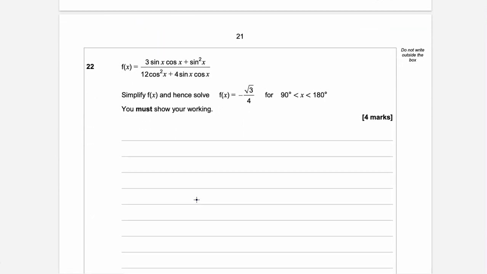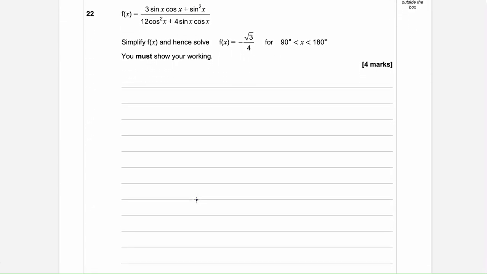Question 22. Second last question, I believe. Simplify f of x and hence solve f of x equals this between 90 and 180. Okay.